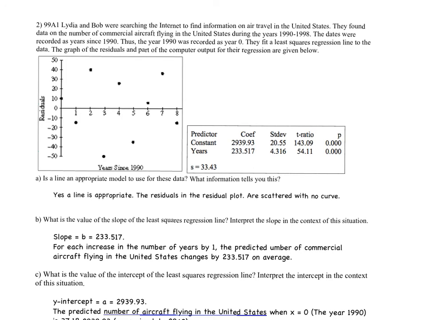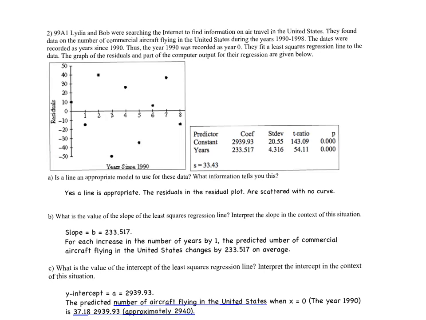All right, and then the second question here, they give you a residual plot, not a regular scatter plot, but a residual plot, and they give you computer output. And A just wants to know, is a line an appropriate model for this data? What information tells you this? Well, the key is look at this residual plot. And since the residuals in the residual plot are scattered with no curve, both of those are important, that's how we know that a linear model is appropriate.